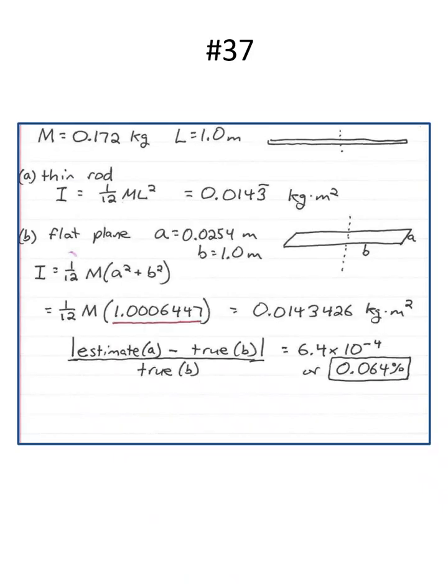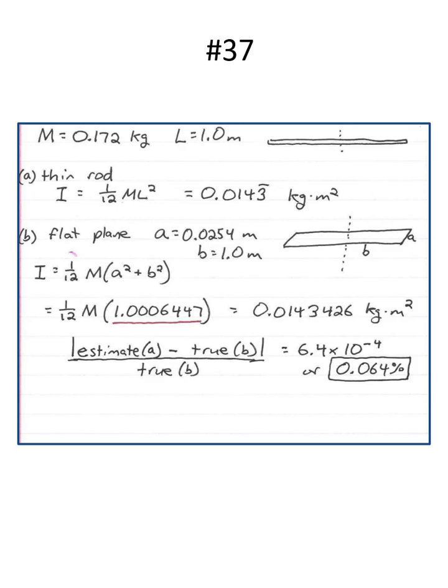Number 37. This is based on example 10.5. It says, find the rotational inertia of a meter stick with mass 172 grams about a perpendicular axis through its center. Treat the stick as a thin rod. Part B, the meter stick's width is 2.54 centimeters. You can treat the stick more accurately as a flat plane. If you do so, by what percentage is your answer to part A in error?